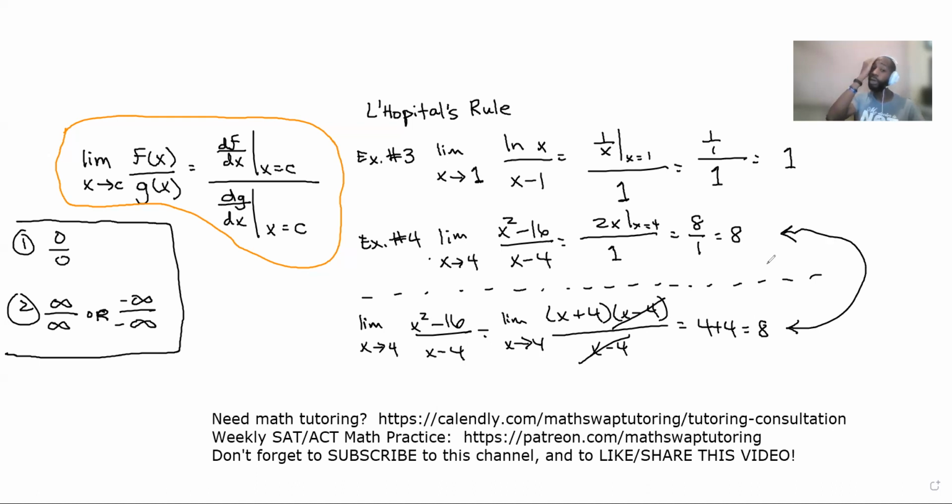Okay. So L'Hopital's rule helps you to solve these types of situations where if you took the limit, you would have 0 over 0 or infinity over infinity or negative infinity over infinity. Helps you do it a whole lot faster. All right. Math is really cool.